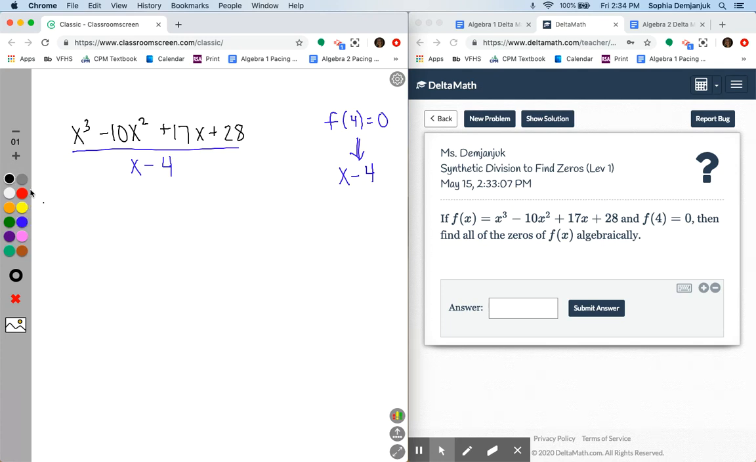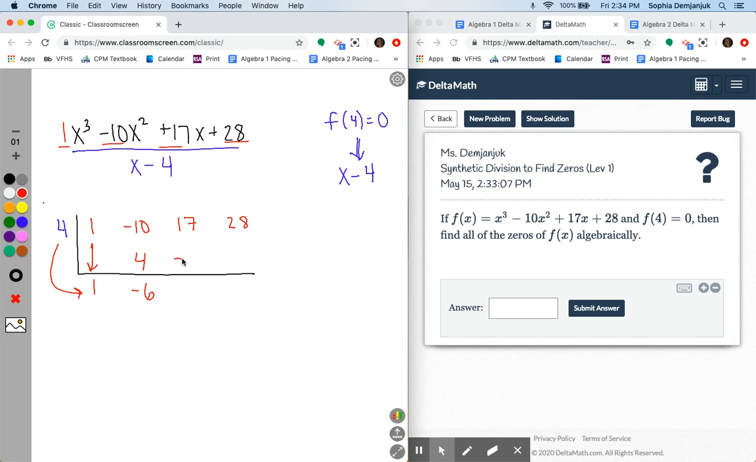And we know when we're doing synthetic division, we're going to start out with the coefficients. So 1, -10, 17, 28. And if we are dividing by x minus 4, we know that the number out to the left is going to be the opposite of -4. So it's +4, which is what we started with in the f of 4 equals 0. So now we can solve with synthetic division, bring the 1 down. Anything in the bottom row gets multiplied by 4. So 4 times 1 gives me 4. Add top and bottom, -10 plus 4 gives me -6.